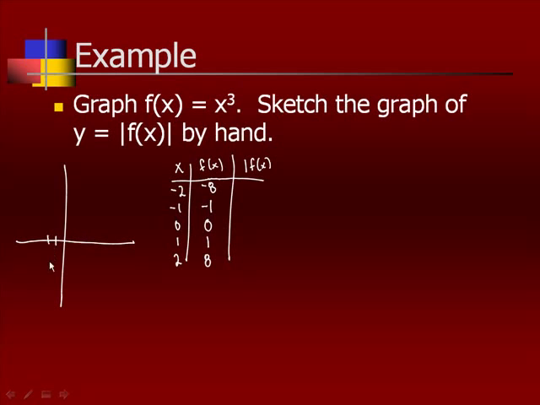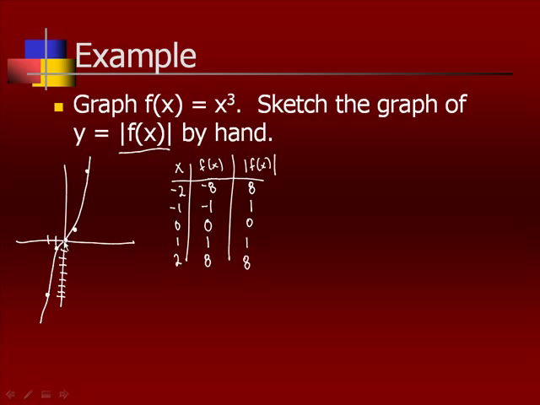And that graph looks like, now we've got this one, this one, this one, this one. Then we've got one up here. So our basic f of x equals x cubed graph goes like this. Well, if we're doing the absolute value of f of x, these numbers over here, the absolute value of negative 8 is 8. The absolute value of negative 1 is 1. The absolute value of 0, 1, and 8 are just 0, 1, and 8.